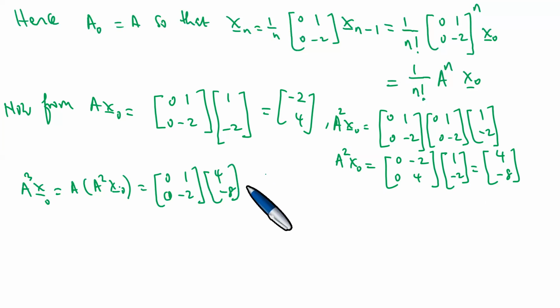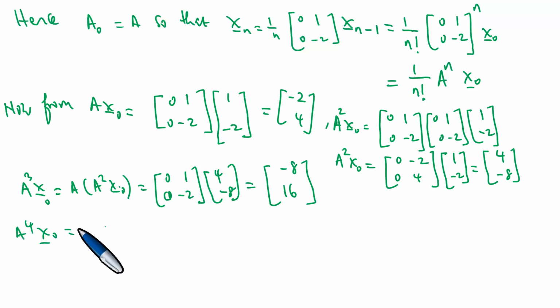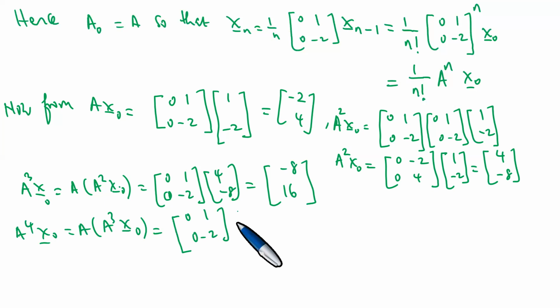And what is the result? If you multiply this with that, it's minus 8. This with that is 16. So let's do one more. A to the fourth power, x naught. We are finishing, please. This one is going to be A times A cubed. This is called the power series method. And now the A is this one, 0, 1, 0, minus 2. What is A cubed?